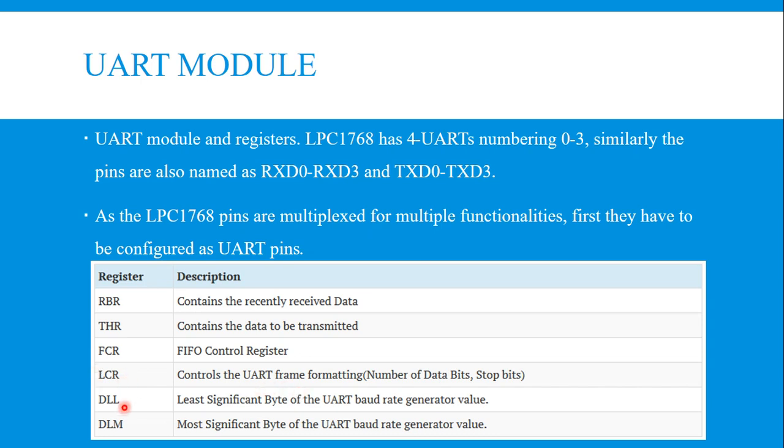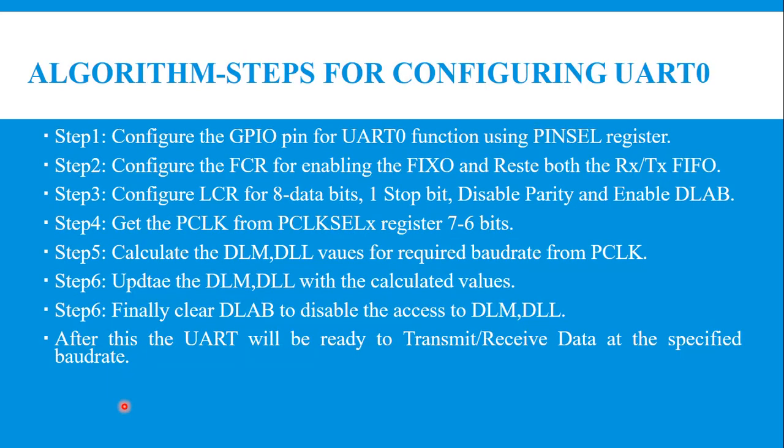DLL and DLM together form the baud rate value to be generated by the UART. DLL is the least significant byte of the divisor and DLM is the most significant byte. DLL and DLM are the main registers we are going to use. Now I'll move to the algorithm or steps for configuring UART0.